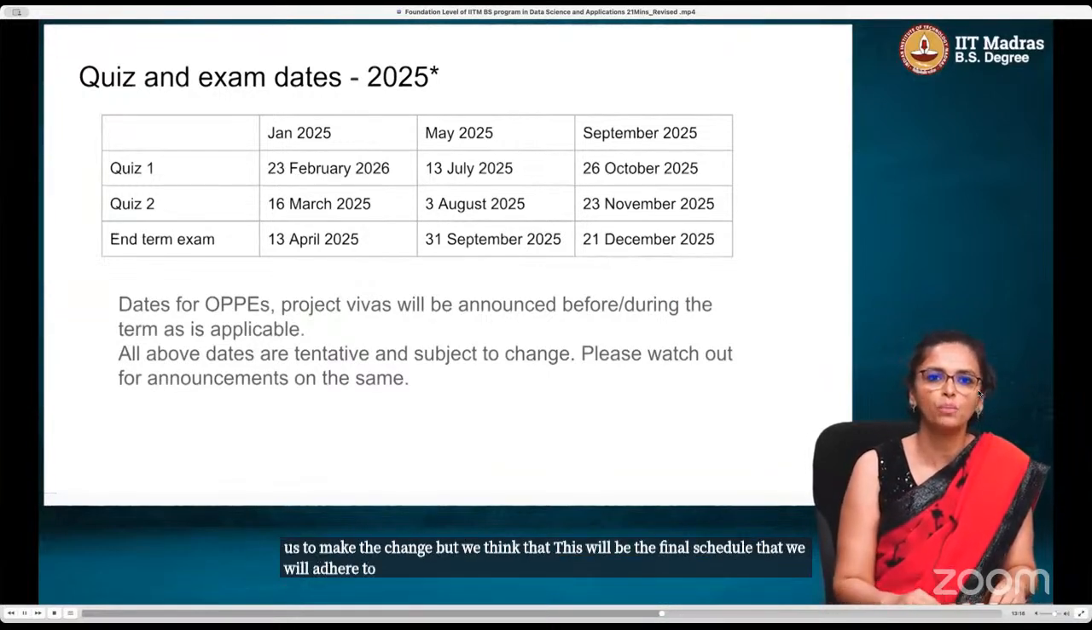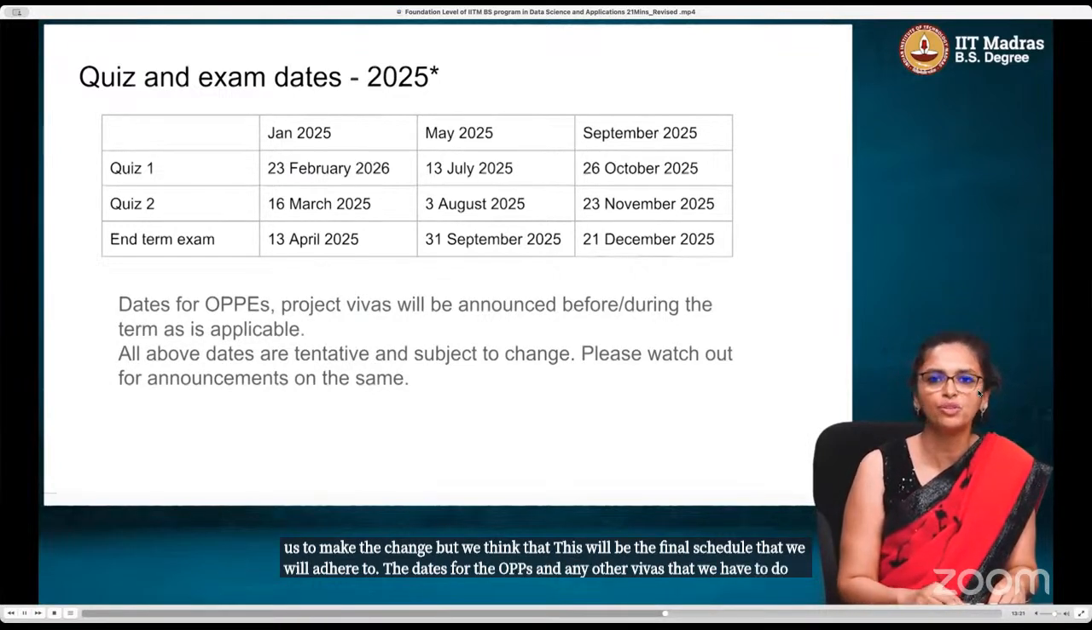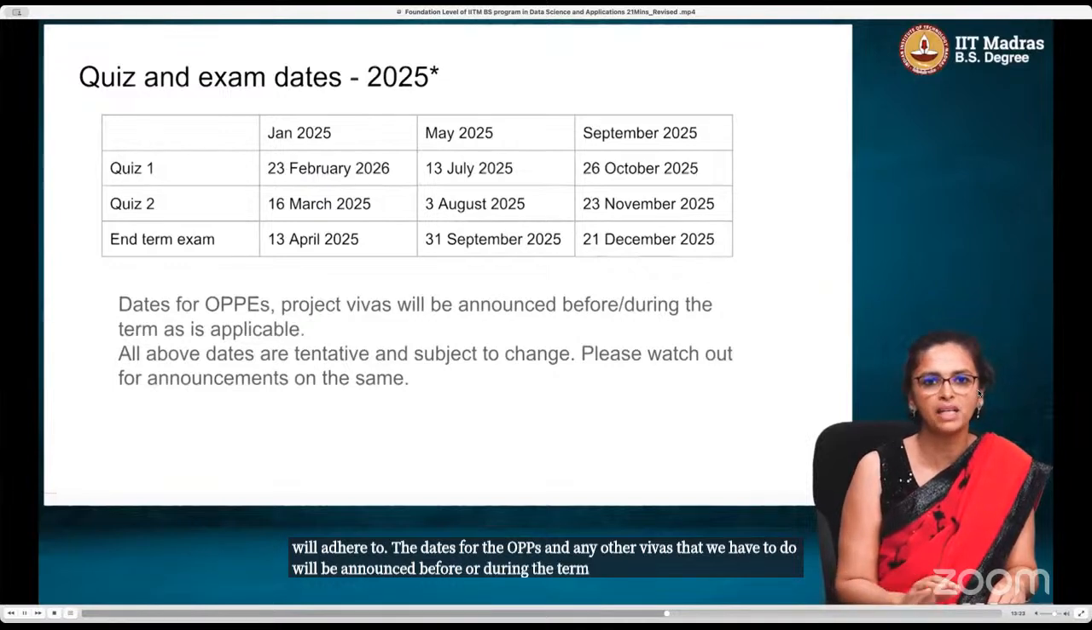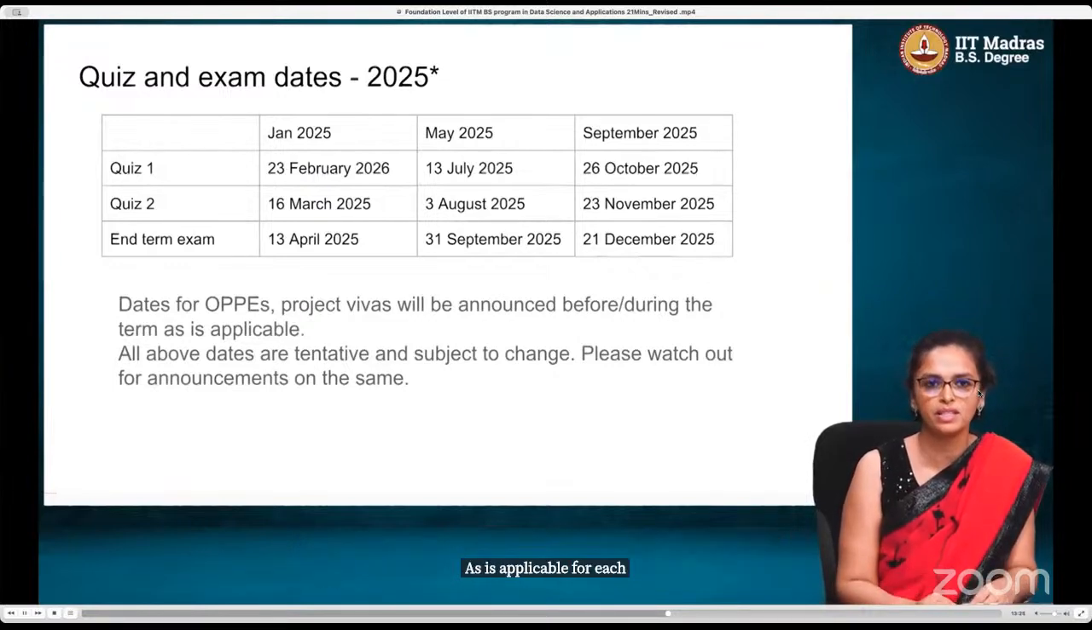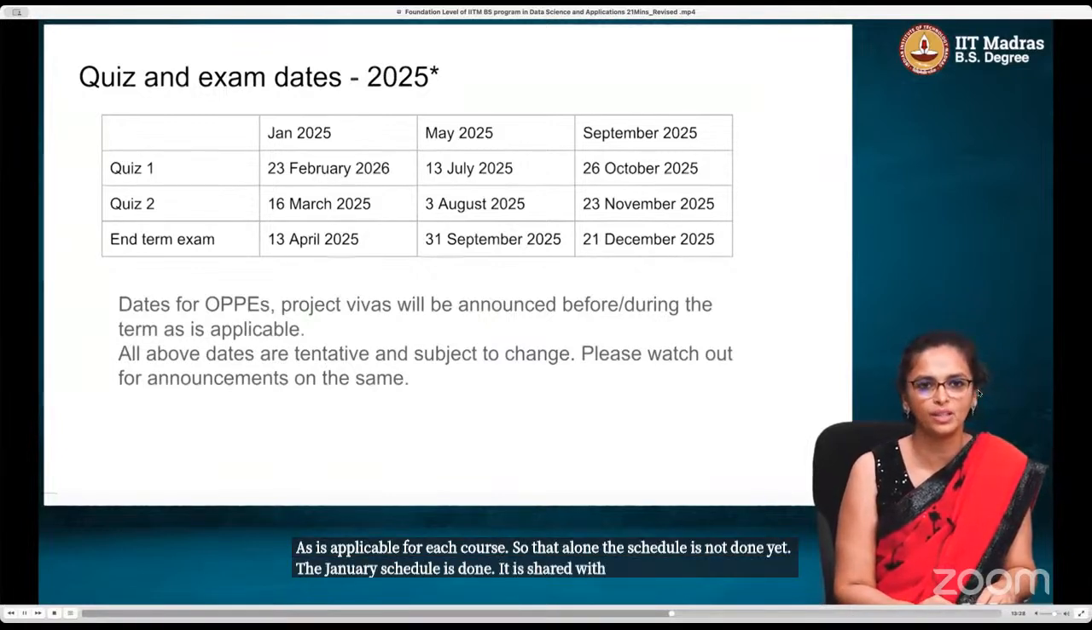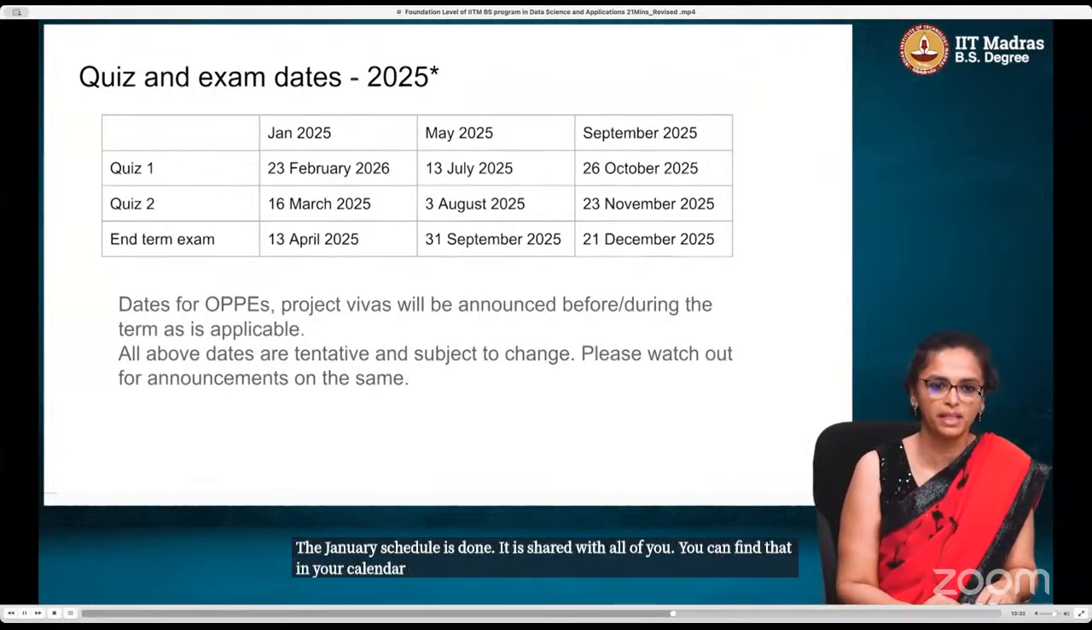The dates for the OPPEs and any other vivas that we have to do will be announced before or during the term as is applicable for each course. So that alone, the schedule is not done yet. The January schedule is done. It is shared with all of you. You can find that in your calendar. You can find that in the grading document and so on.